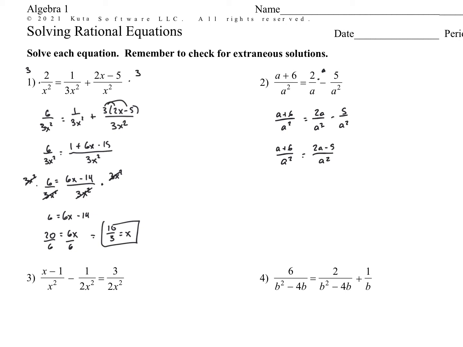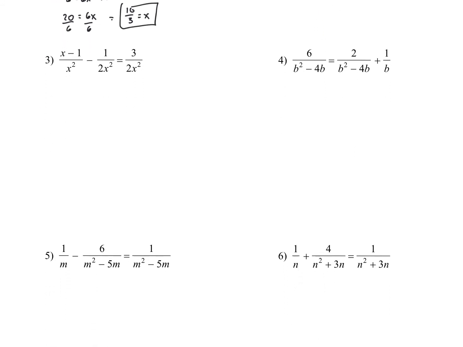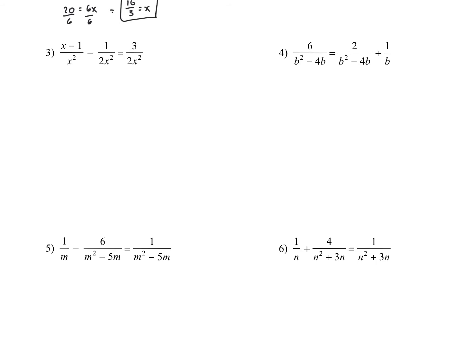And now that I have a fraction equal to a fraction, I'm going to go ahead and multiply both sides by a squared to cancel out my denominator. And now I have a plus 6 is equal to 2a minus 5. Add 5 to both sides and subtract a, and I get 11 is equal to a. Okay, so all of these skills are skills we've done before. You just got to use them together. Here we go. Next few.